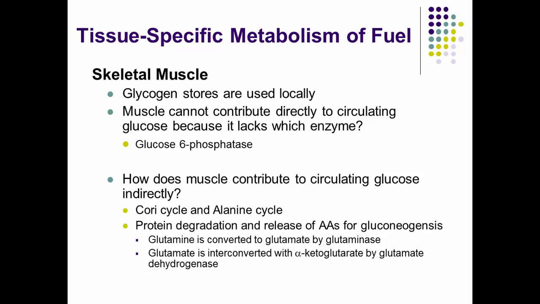And the muscle also releases glutamine, and glutamine can be converted to glutamate by glutaminase, and glutamate can be converted to alpha-ketoglutarate by glutamate dehydrogenase. And remember, glutamine is an important energy fuel in the small intestine. So the muscle releases glutamine, which is picked up by the small intestine and utilized as energy there.